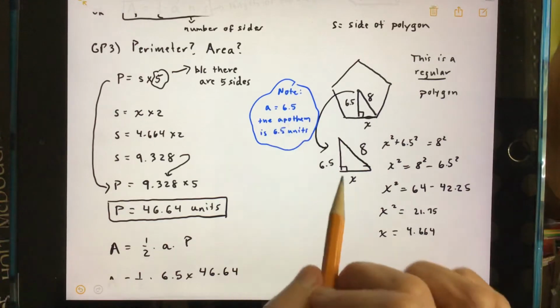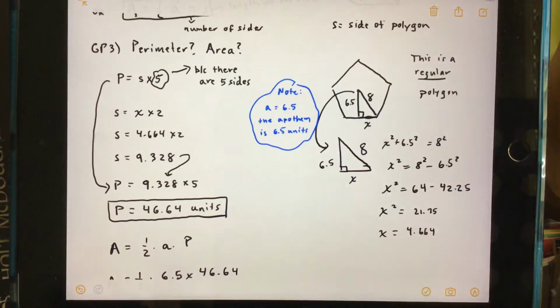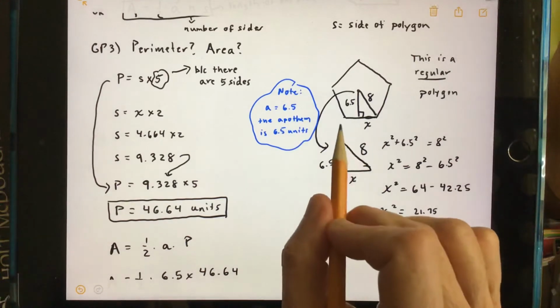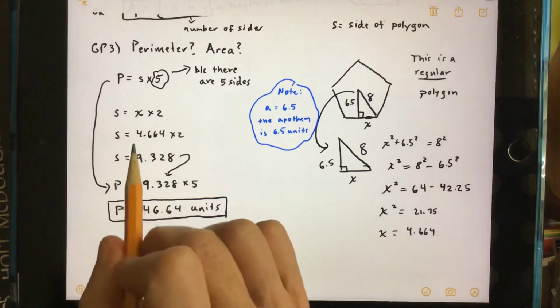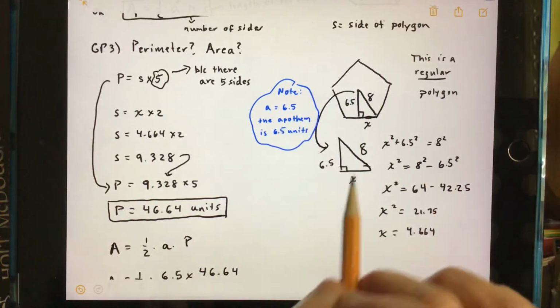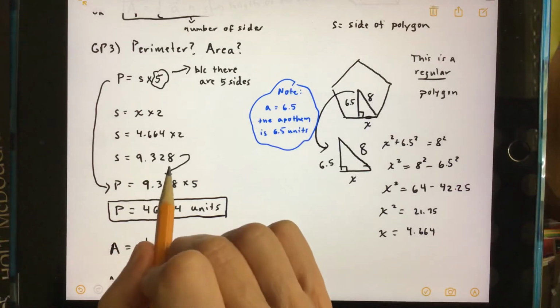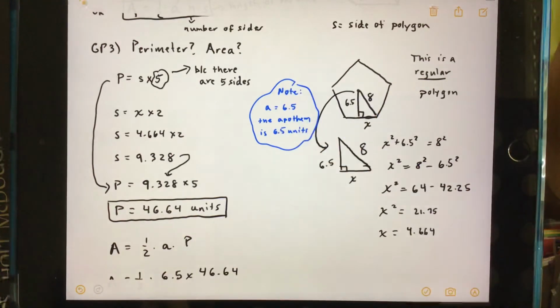All right, now notice 6.5 is the apothem. So we already have the number for the apothem. So let's go ahead and now figure out our perimeter, and then we can move into the calculation for the area that will use that apothem. Okay, the side of this pentagon will be twice whatever x is, and we already know x is 4.664. So we're going to multiply 4.664 times 2 to get one side of the pentagon, and that gives us 9.328. And to find the perimeter, I'm going to take that side length 5 times, because the pentagon has 5 sides, and my perimeter is 46.64 units rounded to the nearest hundredth.